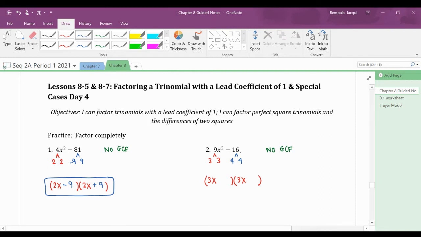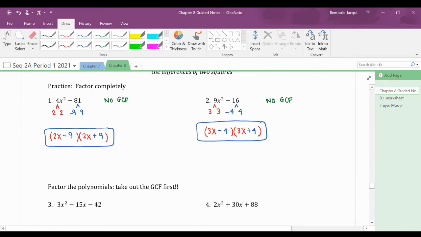Don't forget that because the 16 is technically a negative, one of those 4's has to be positive while the other one has to be negative to multiply to that negative. So negative 4 and positive 4 are going to finish the rest of the parentheses, and that would be your final answer. So once again, those two problems are called difference of two squares because they are perfect square numbers.